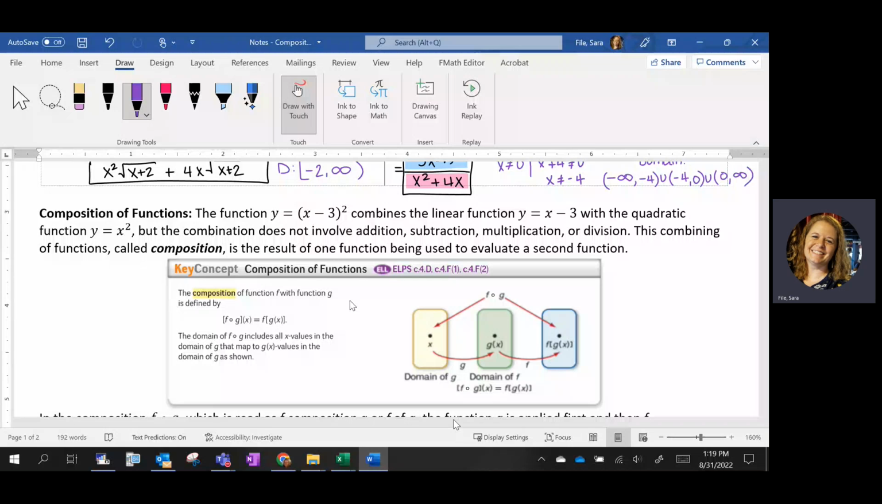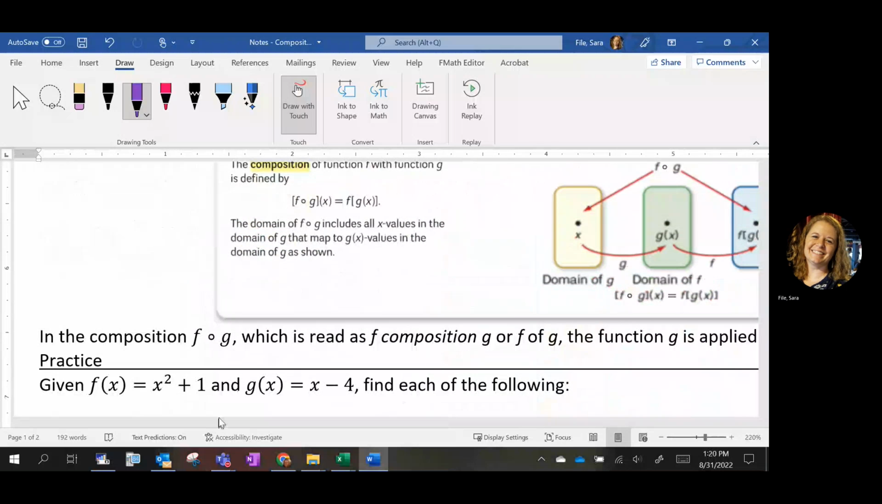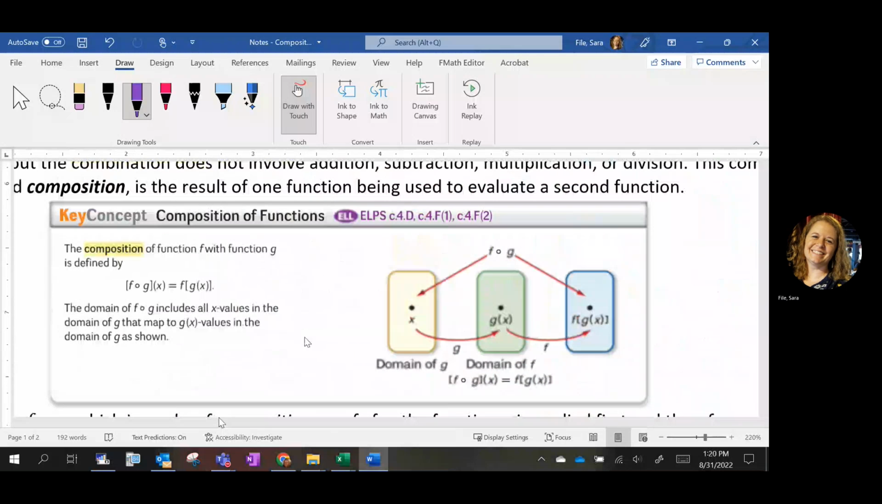Okay, so this is another graphic. This key concept comes straight from your textbook. It says the composition of a function f with function g is defined by, so this is the format. This is how you may see it written. So this, I'm going to zoom in so you can see this bigger. This open circle is very different.